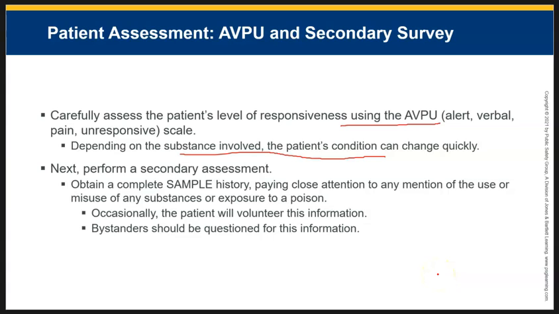In the secondary assessment, it's really important to collect that SAMPLE history and to really pay attention to use or misuse of substances in terms of meds or events leading up to something about exposure to a poison. Depending on the patient's status and their level of responsiveness, this may come from a bystander.